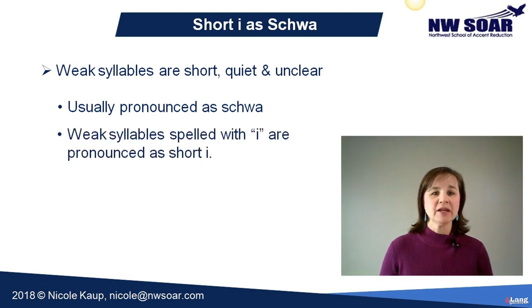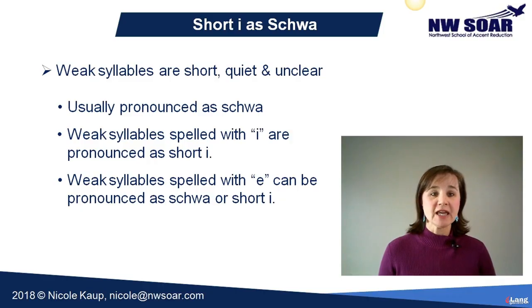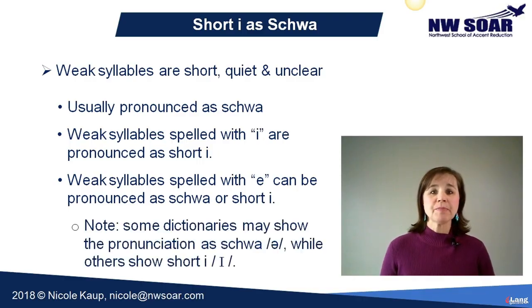What tends to happen is weak syllables spelled with I tend to use the short I sound rather than the schwa. Weak syllables spelled with an E can be pronounced either as a short I or a schwa. You could see either depending on which dictionary you look at. Now it's important to note that the actual pronunciation of the weak syllable needs to be quiet, short, and unclear. It's not really important whether you use a schwa or a short I in this syllable.